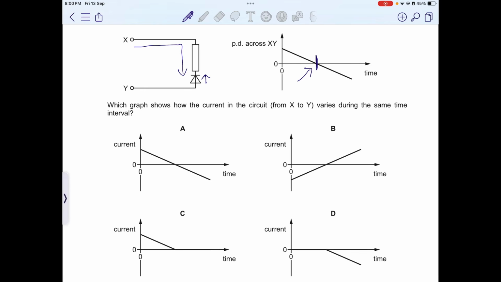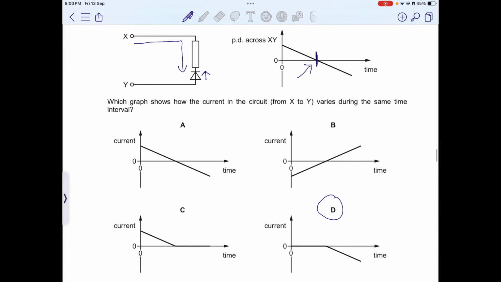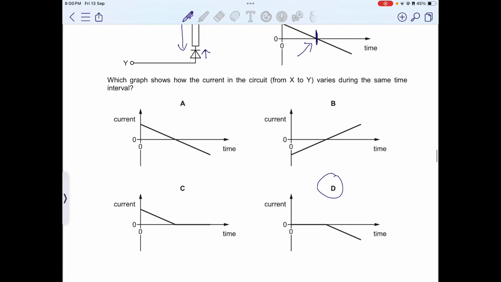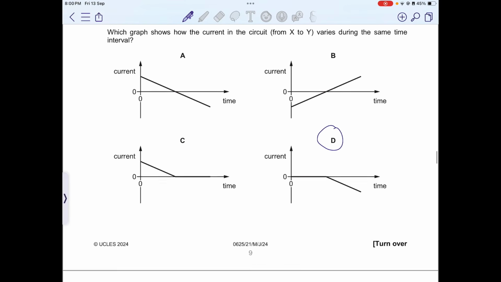So only when it changes direction, then only there'd be a current. So that is only being said by D. Again, you have to see the direction of the diode, and if the diode is pointing in the upward direction, that means that current can only flow when it's going like this, which is negative direction. So it would be indeed D. Question 27 is basically D.